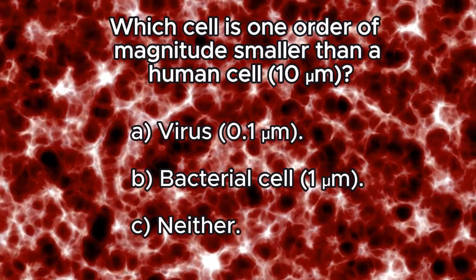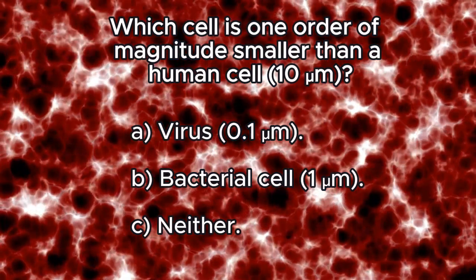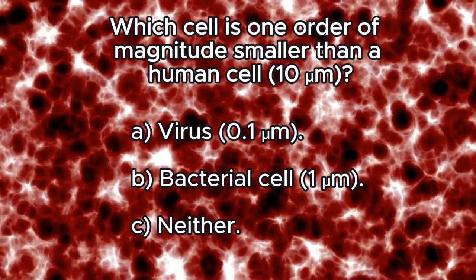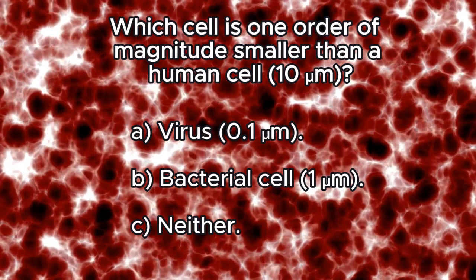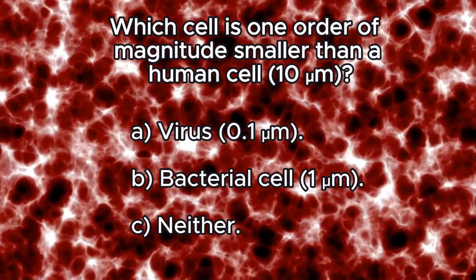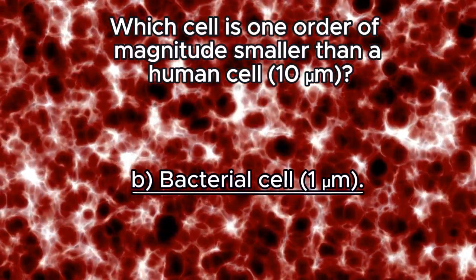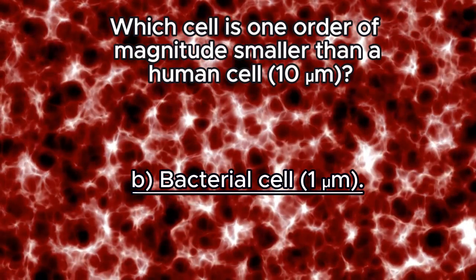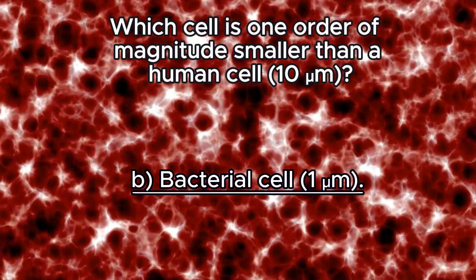Which cell is one order of magnitude smaller than a human cell, 10 micrometers? The correct answer is B. The bacterial cell is one order of magnitude smaller than the human cell.